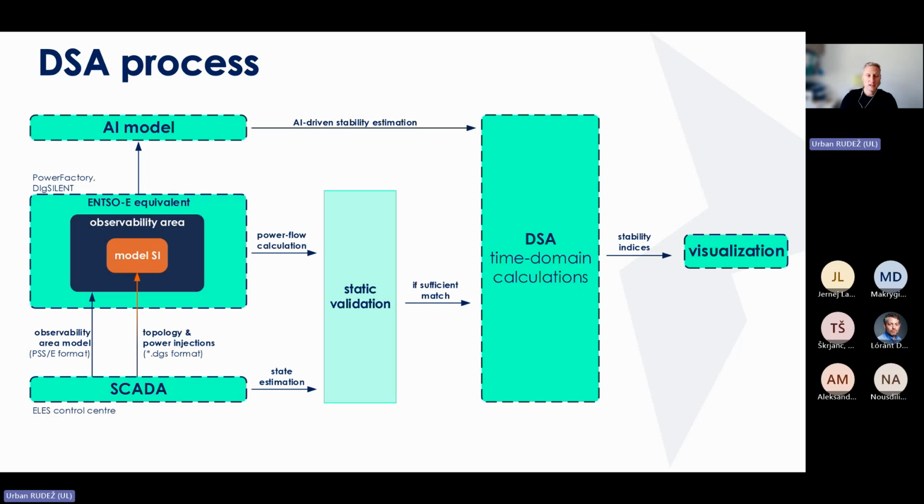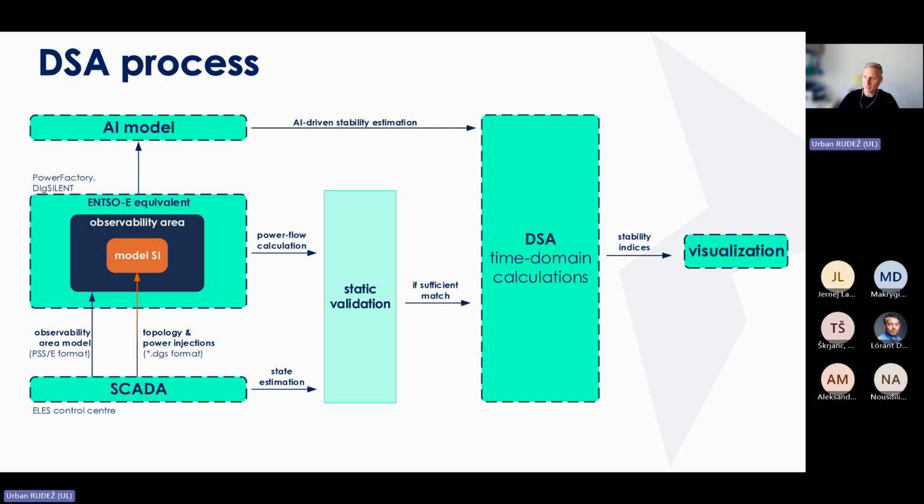And apart from that, also include the equivalents representing the remaining of the continental ENSOI interconnection. So we have our model, which will be, let's say, the most important part of the DSA, constructed from three different parts, right? So the national model, the observability area, and the equivalent of the ENSOI. Now, those three elements are then automatically merged together and initialized from the SCADA inputs.